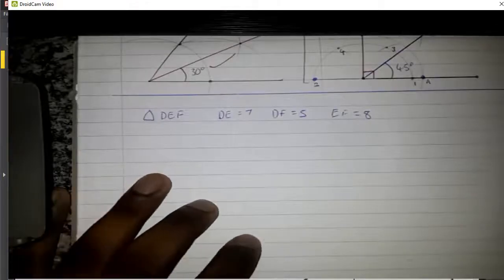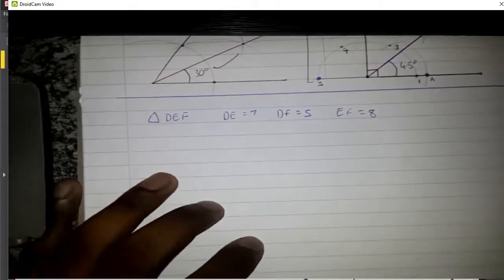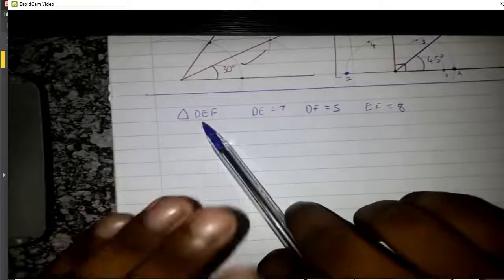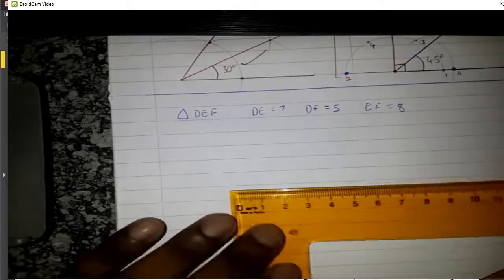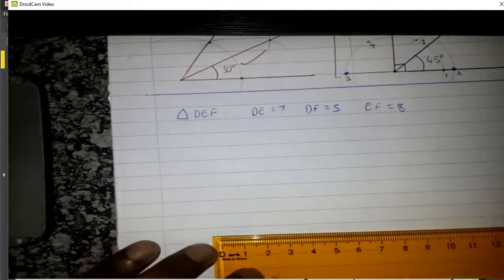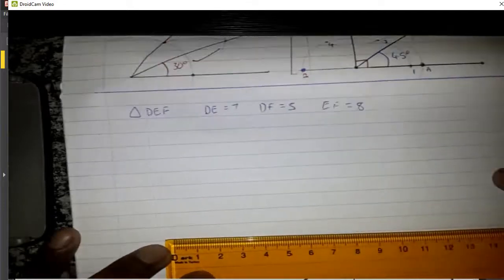So let's go back to the video. I just wrote that information down. So we need to draw, to construct, this triangle. That's what they say. So let's start with DE equal to 7.